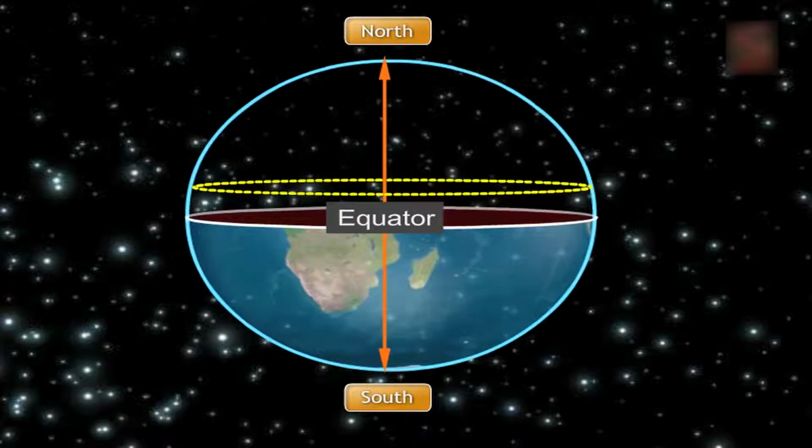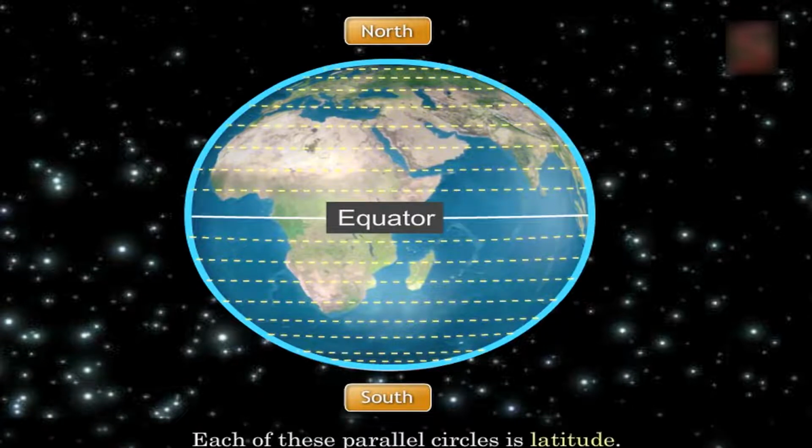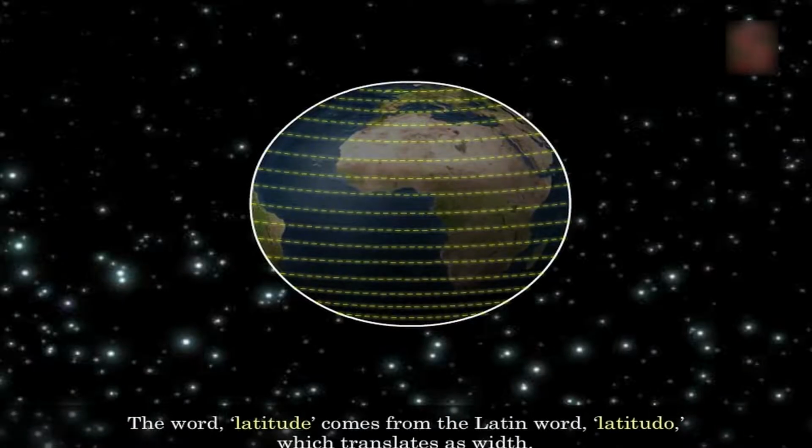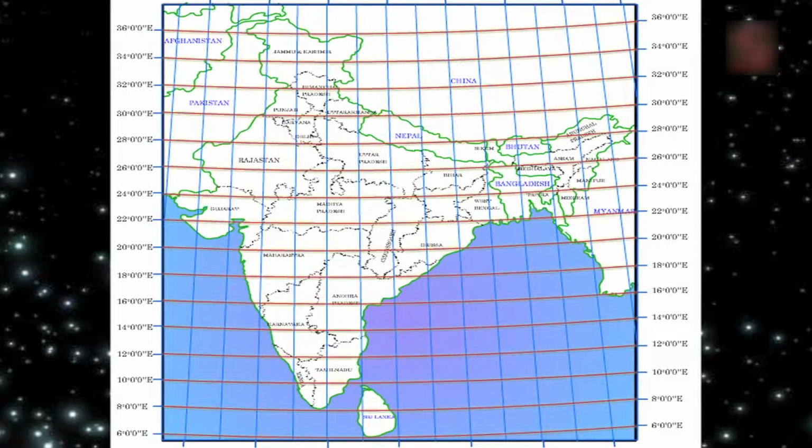One can see parallel circles from the equator towards the poles. Each of these parallel circles is a latitude. The latitudes are therefore the horizontal lines on the globe. The word latitude comes from the Latin word latitudo, which translates as width. The latitudes therefore point out the width of the map.